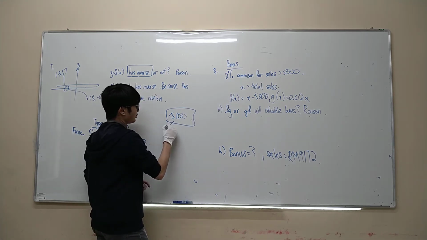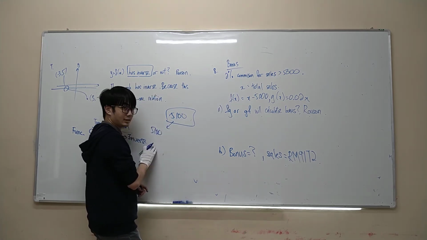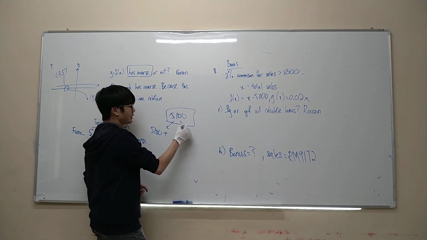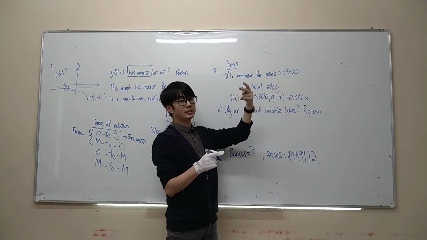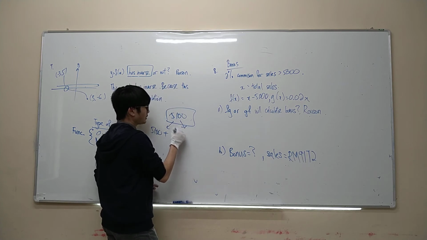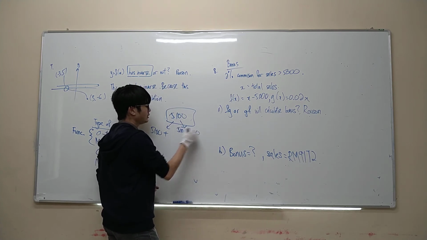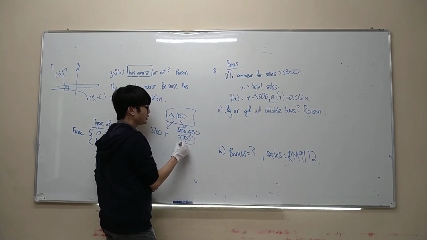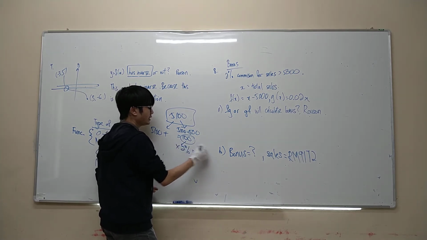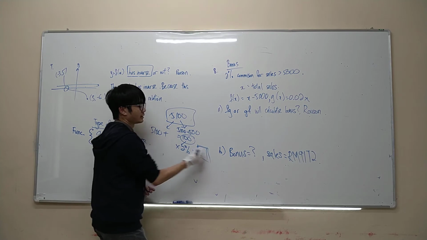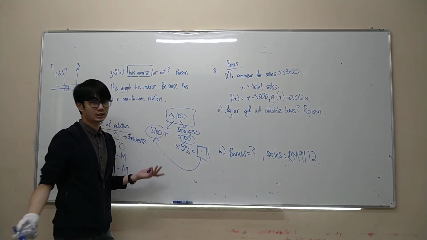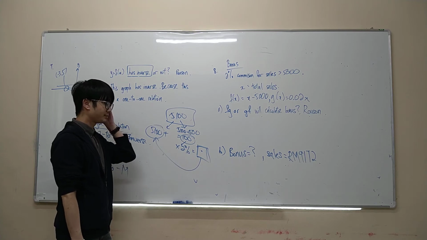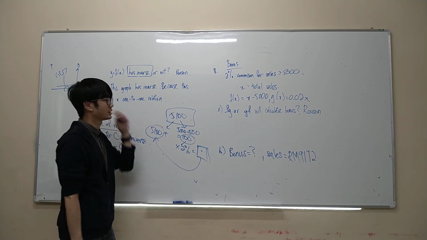It will be 5,100 plus the commission, because they say for sales over 5,000 you get 2%. That means you have to take 5,100 minus 5,000, and you get 100. And for this 100, you multiply by 2%. The number here is the commission you get. And then you take this number plus 5,100. Like that. Can you understand? That's how you calculate the bonus.